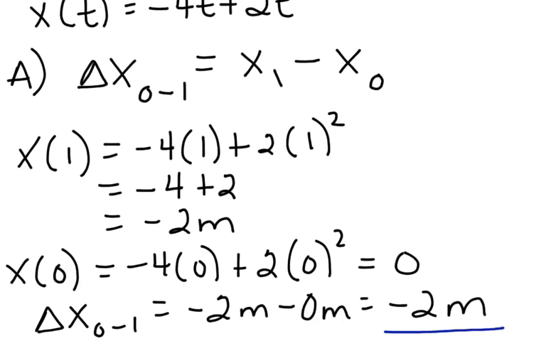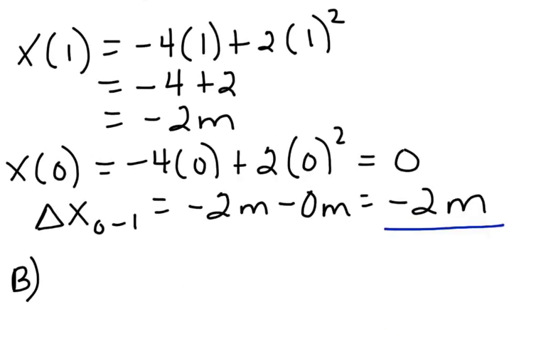Notice my answer for displacement is negative 2. So that negative indicates that my change in position is 2 meters to the left or down, or in a negative direction from where we started.